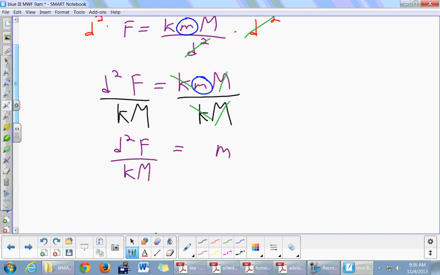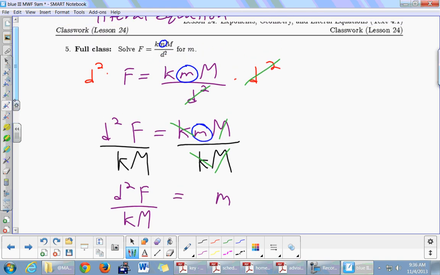Okay, so two words of advice on solving literal equations like this. Number 1, circle the thing that's the actual variable you're trying to solve for. I think it's really easy to get distracted by all these other letters. You've got to really focus on what you're trying to solve for, which in this case was little m. We circled it all the way through.